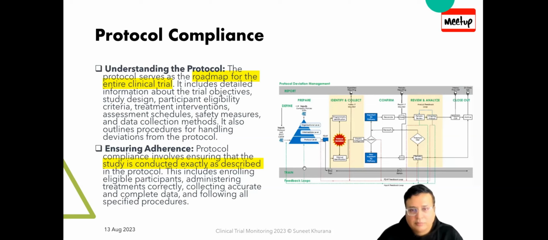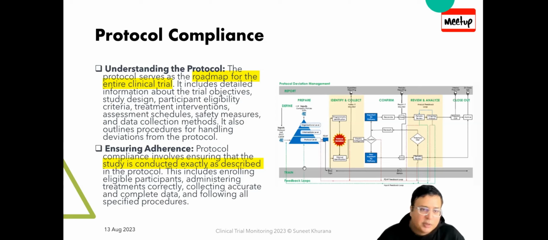And so, when you don't follow the protocol, what do we call it? It's called protocol deviation. So how do monitors or the sites manage a protocol deviation? This is another journal article, in which you prepare for the inputs and outputs happening, and then you identify and see what the discrepancies are. Then you confirm, review and analyze the discrepancies, and then you close out. I'll explain in detail as we go along.